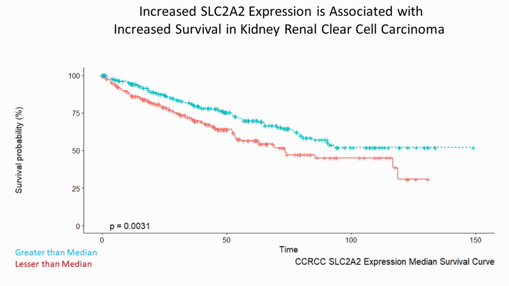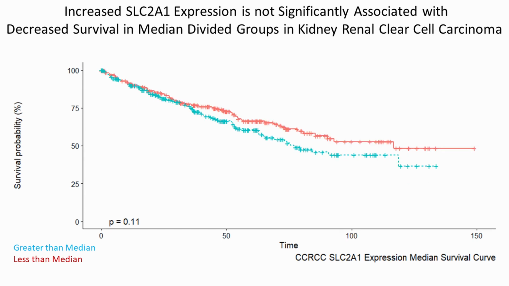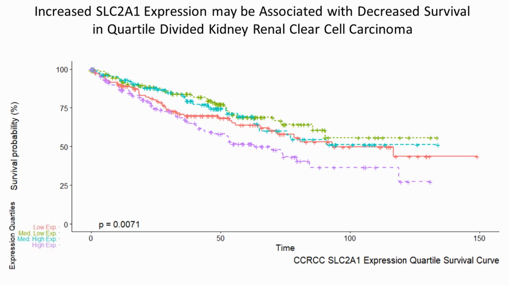You'll see here that increased SLC2A2 expression is associated with increased survival in kidney renal clear cell carcinoma. Increased SLC2A1 expression is not significantly associated with decreased survival in kidney renal clear cell carcinoma. And increased SLC2A1 expression may be associated with decreased survival in kidney renal clear cell carcinoma, especially at the highest levels of expression.